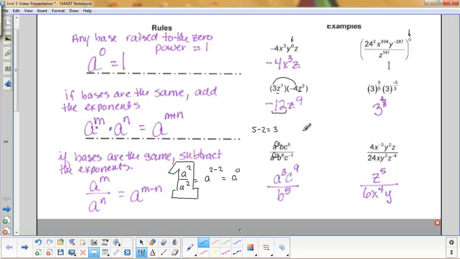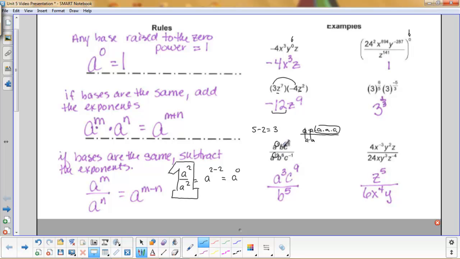If you want to look at it from a different point of view, you can write it out. A to the 5th is this. A squared is also this. Cancel, and then what's left is a to the 3rd, where? On top. Okay, so this is the written out version of what we're actually doing here.